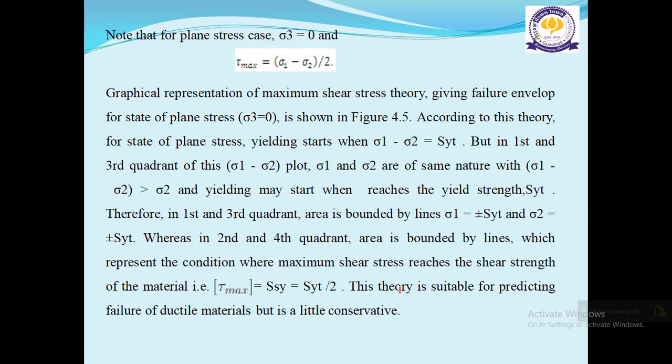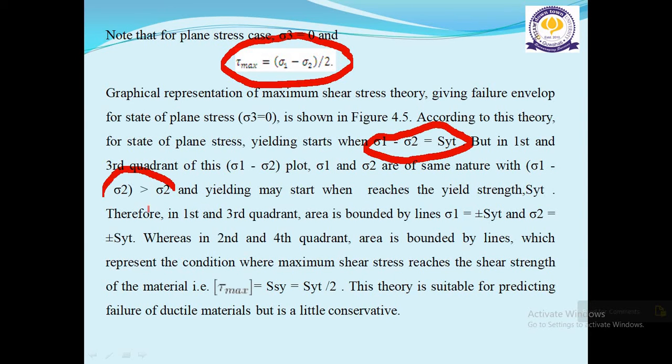Note that for plane stress case, sigma 3 is equal to 0 and tau max will be equal to sigma 1 minus sigma 2 divided by 2. Graphical representation of maximum shear stress theory giving failure envelope for state of plane stress, that is sigma 3 is equal to 0, is shown in the figure. According to this theory, for state of plane stress, yielding starts when sigma 1 minus sigma 2 is equal to Syt. But in the first and third quadrant of this sigma 1 sigma 2 plot, sigma 1 and sigma 2 are of same nature, with sigma 1 greater than sigma 2, and yielding may start when sigma 1 reaches the yield strength Syt.